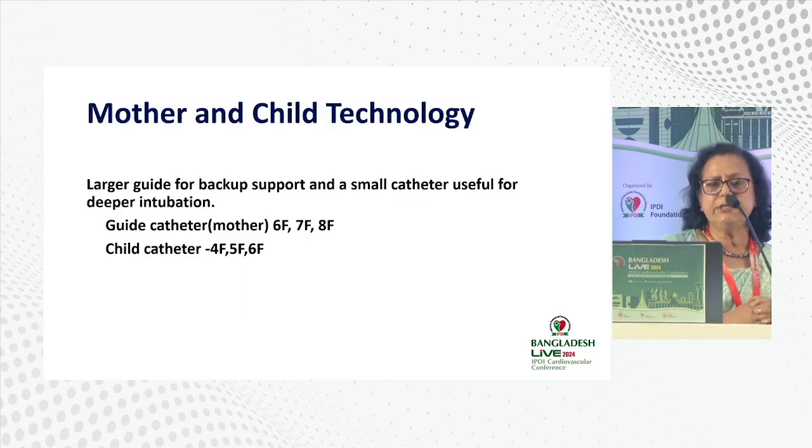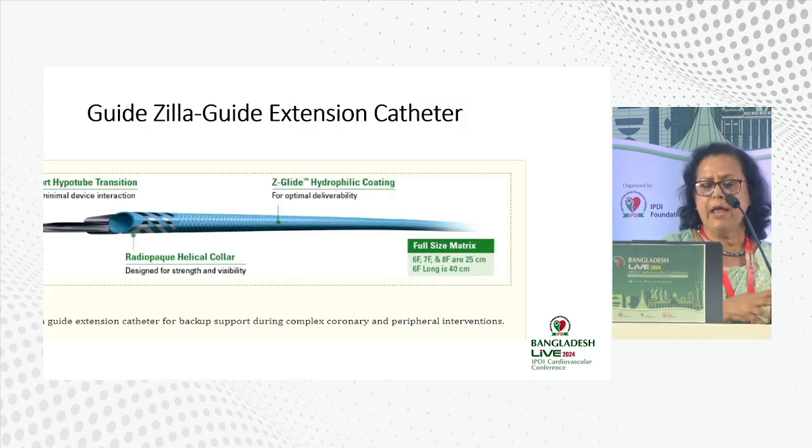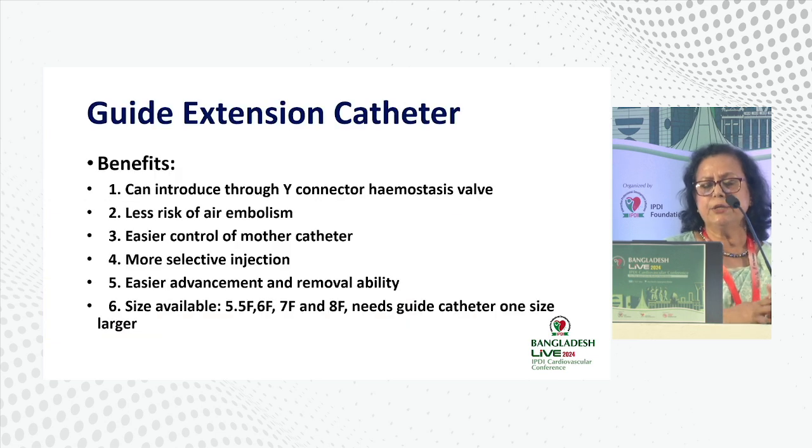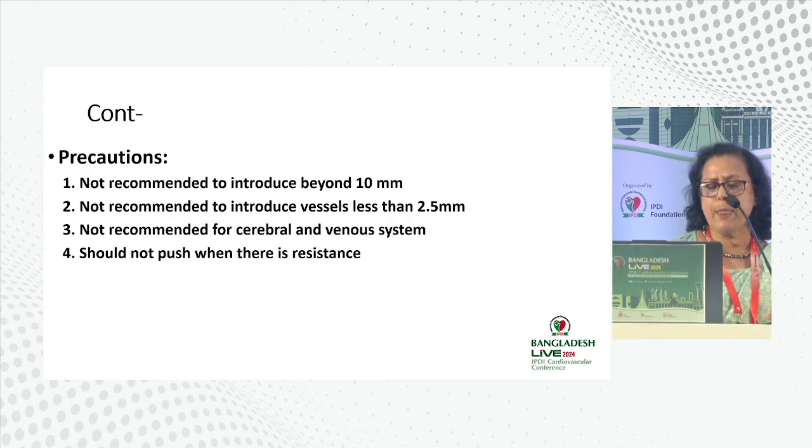And mother and child technique is another technique, using a guide or extension catheter. The modified mother and child technique is the GuideLiner or the guide extension catheter. So the guide extension catheter benefits: it can be introduced through the Y connector, less risk of air embolism, easier control of the mother catheter, more selective injection, easier insertion and removal, and various sizes are available. Precautions: not to introduce in vessels greater than 10 millimeters, not to introduce in vessels less than 2 millimeters, not recommended for cerebral and venous systems, and should not push when there is resistance.